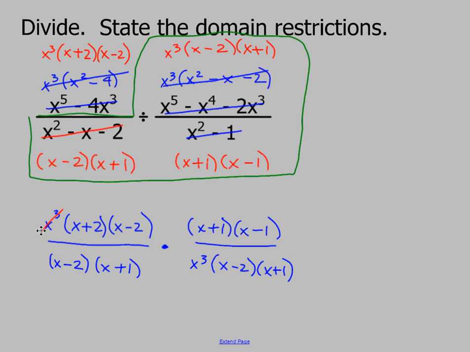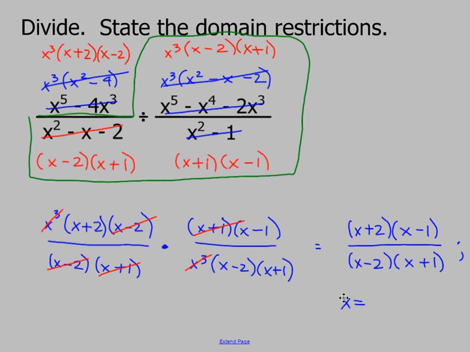So I have x to the third cancels with x to the third. I have an x plus 1 and an x plus 1, an x minus 2 and an x minus 2. Some of you are going to be tempted to cancel out parts of these. They're not the exact same. So here, my numerator is going to be x plus 2 times x minus 1. And I'm not going to expand that out. I'm going to leave it factored. My denominator is going to be x minus 2 and x plus 1. And then I still need to do my domain restrictions. I need to say what x cannot be equal to. So x cannot be 2 or negative 1.